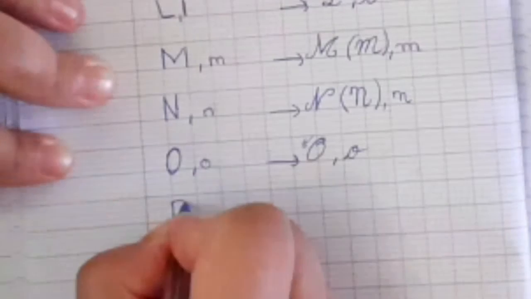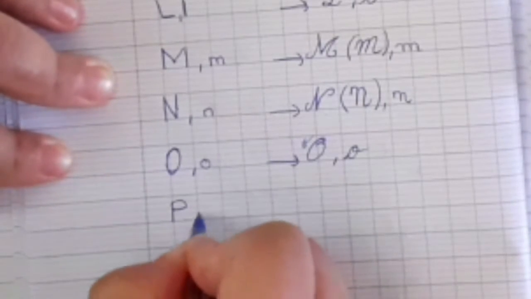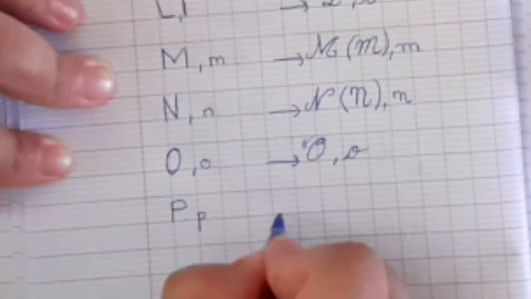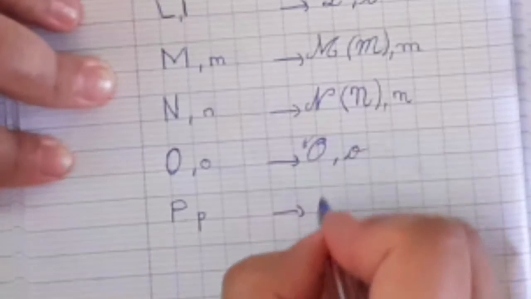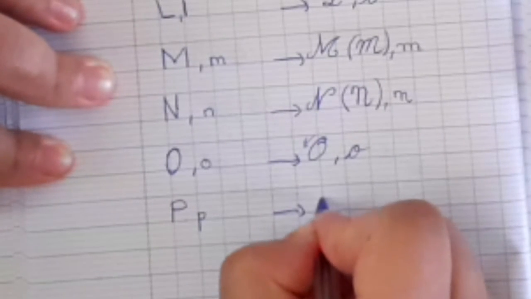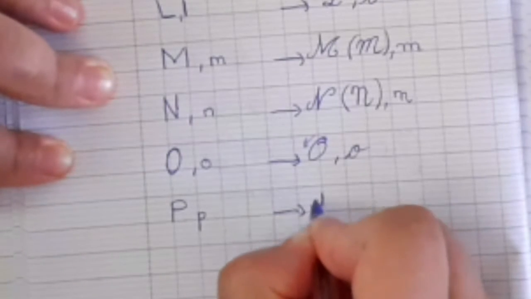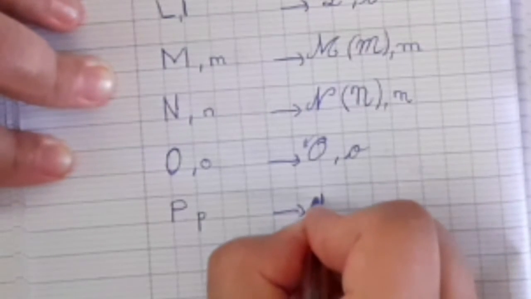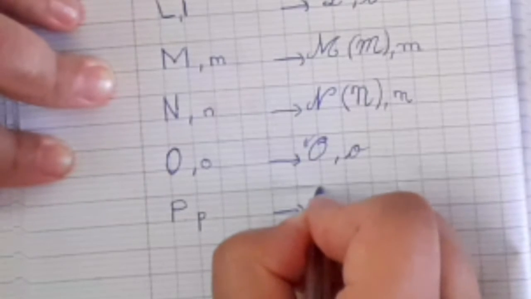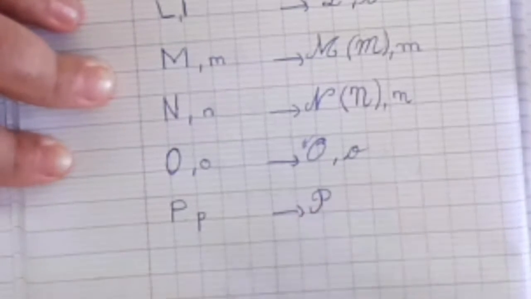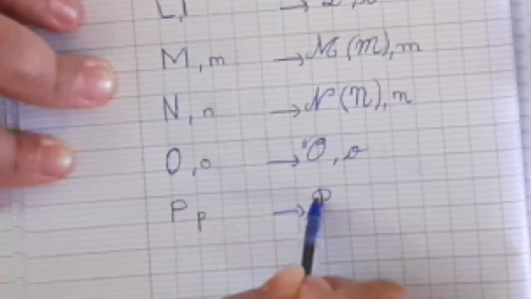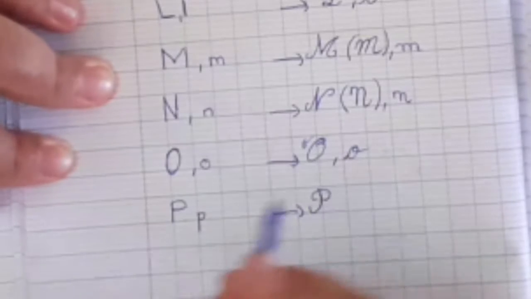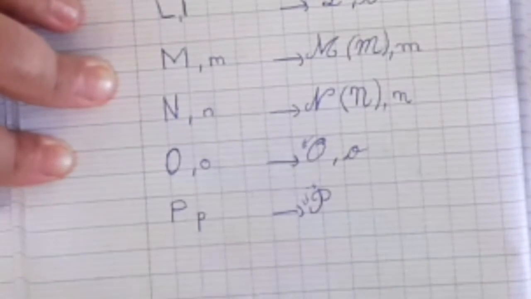Now P. It is like that in non-cursive form. In cursive form, it is like that. We drew this line from up to down, then we draw this one. This is P. So we have two steps here. Top, bottom, left, right. Okay. Left, right, top, bottom. Okay.